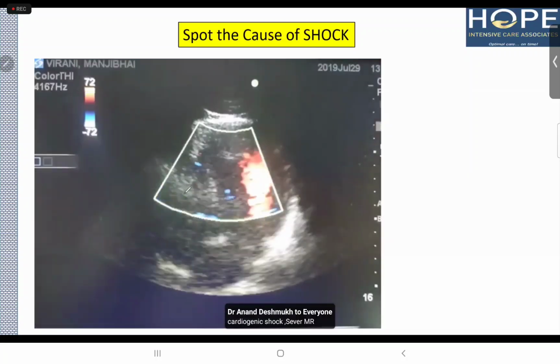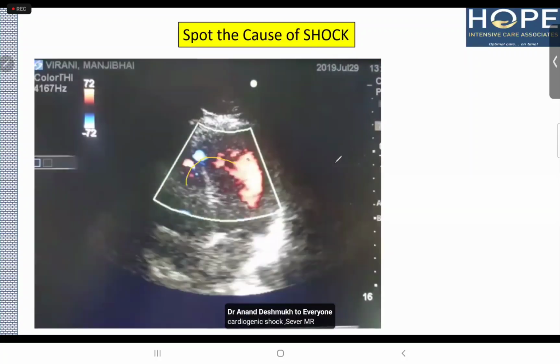can you pursue this jet? Can you see my arrow? Yeah. So this is a ventricular septal perforation because of anteroseptal MI. That's why you can see a very thinned out distal IVS. And from there is a rent, and that's where you can see a jet going from left ventricle to right ventricle.